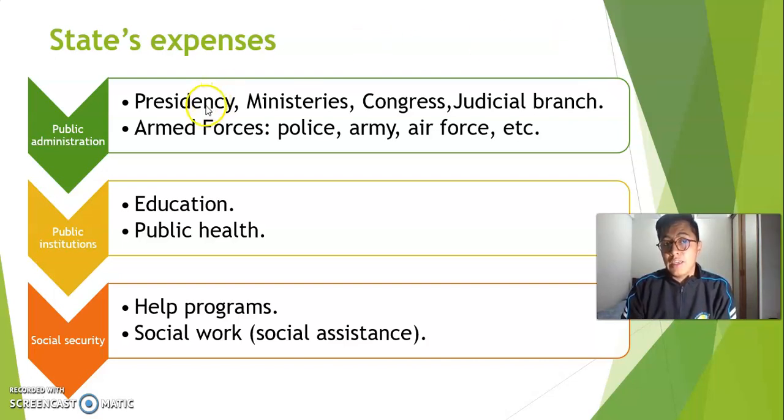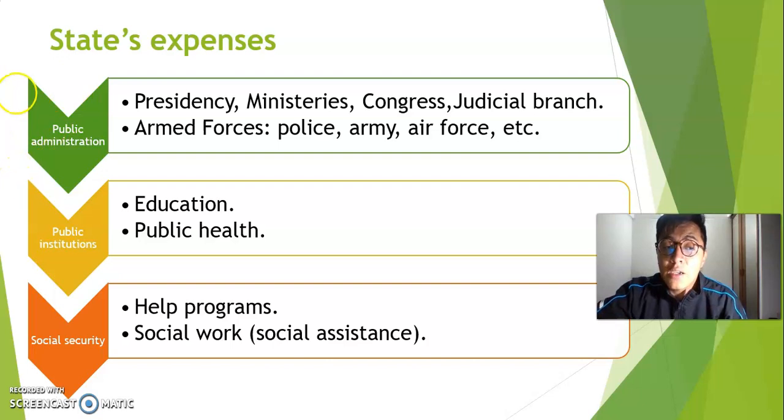That's why it says presidency, ministries, Congress, and judicial branch. So the state gives money to the work of the president, the ministers, the congresses, and some people in the judicial branch. Public administration is also in charge of the security of the country. So that's why the highest amount of money that the state has goes to the armed forces, which are composed of the police, the army, the air force, etc. So public administration is a statement where the state invests most of its money.